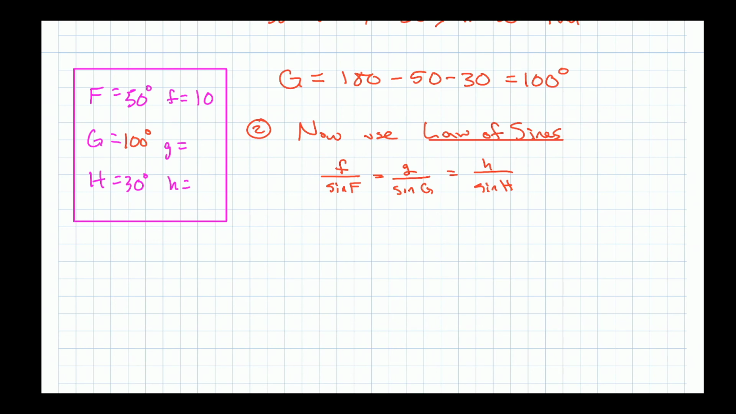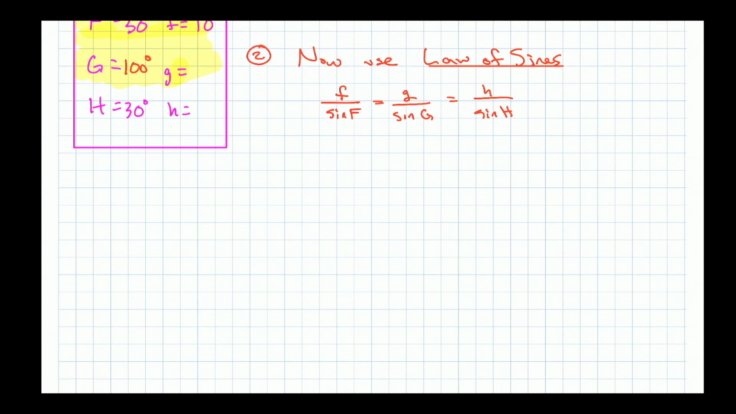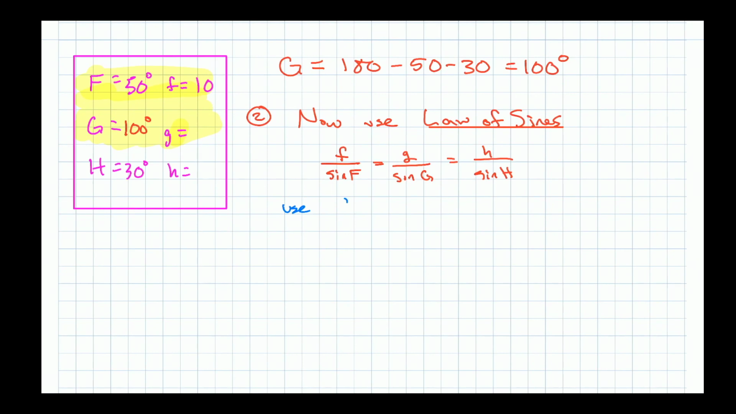So what you're going to do is say, first of all, I have the big F and the little f, right? So what am I looking for first? Let's look for the little g. If I'm looking for the little g, which is right here, then the angle that goes with it is this one over here. So I should write out the part of the law of sines that uses just the f and the g. So I'm going to use f over sine F equals little g over sine G.